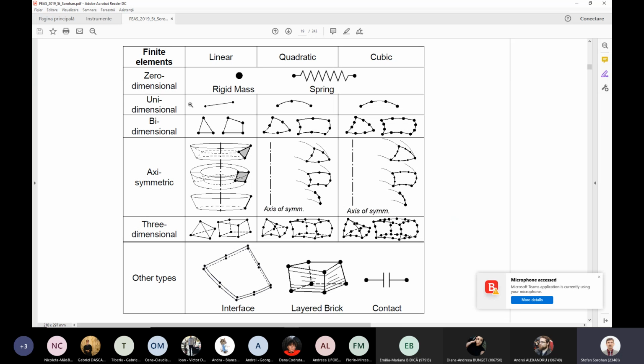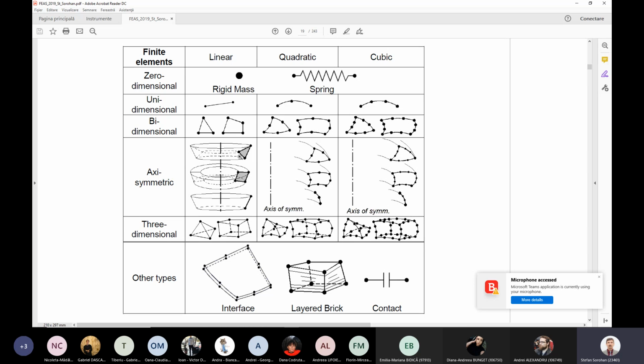So we have some classification of finite element types. So we have 0-dimensional, unidimensional, bidimensional, axisymmetric or 2.5D, and 3D elements. And 0 means a concentrated mass, a particular spring. Unidimensional means a bar or a beam. Bidimensional means a triangle or a quadrilateral.